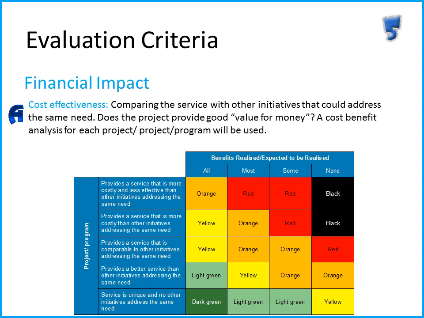But if the project had all its benefits realised, but it was more costly and less effective than others, it would receive an orange. If no benefits were realised and it was more effective, it would receive a black. Or if the service is unique and no other services address the same need and no benefits were realised, it would receive a yellow.